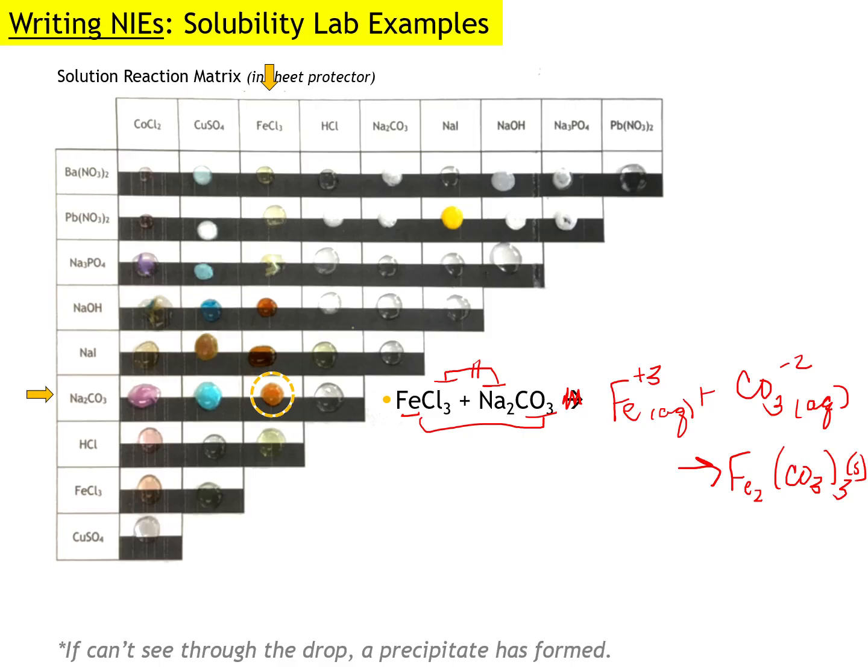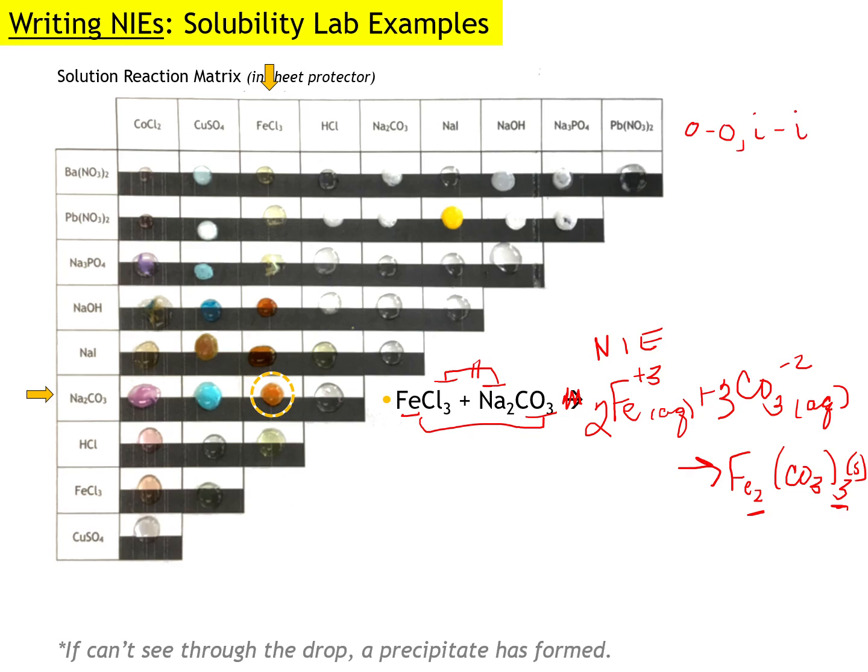You still have to balance it, so we have 2 irons, so we need to put a 2 in front of the Fe+3 on the reactant side, and we have 3 carbonates, so we need a 3 in front of the carbonate anion on the reactant side. So that would be the net ionic reaction equation for the first combination that I have on here. And I forgot to put this on there, so outer, outer, inner, inner.